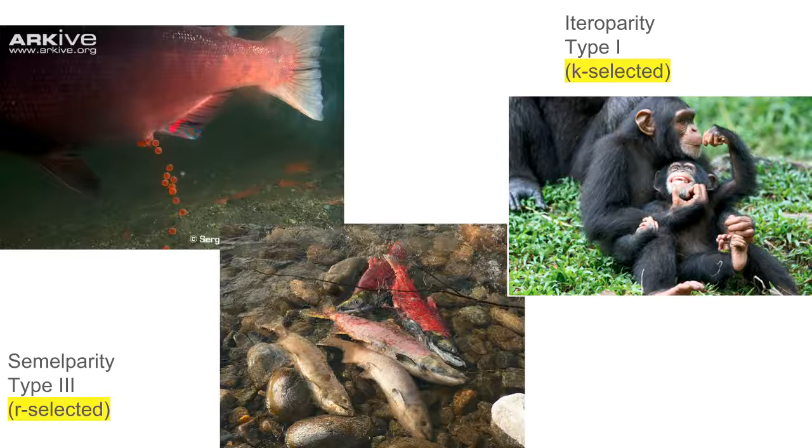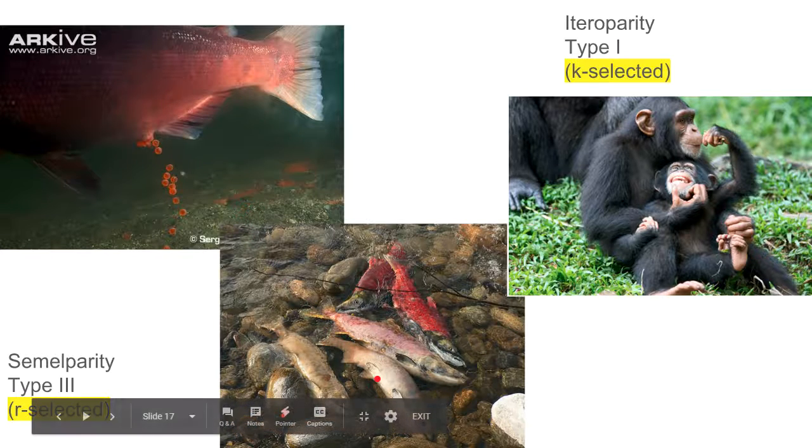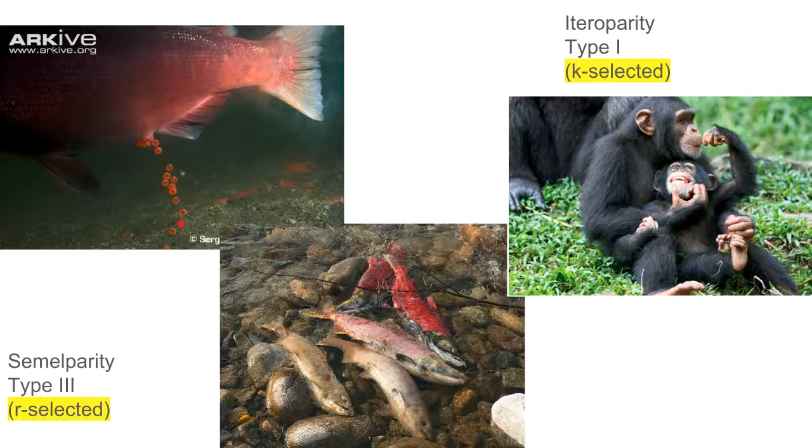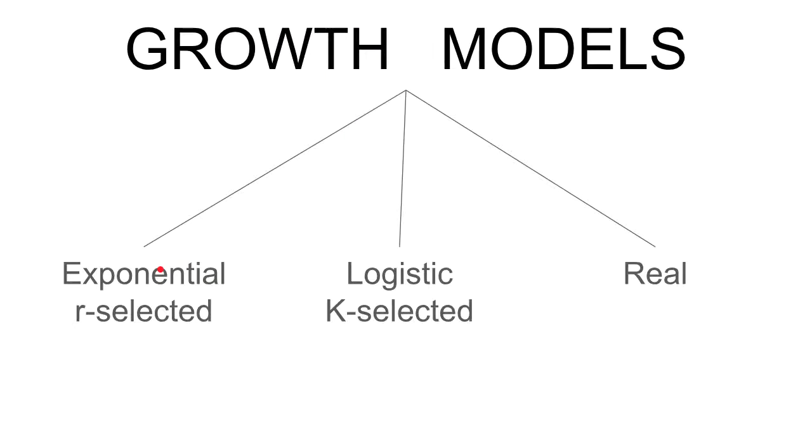Something like salmon, one big generation, laying a tremendous amount of eggs, and then they die. So they're not taking care of their eggs. They are just booming their birth, one big reproduction, and then it's over.